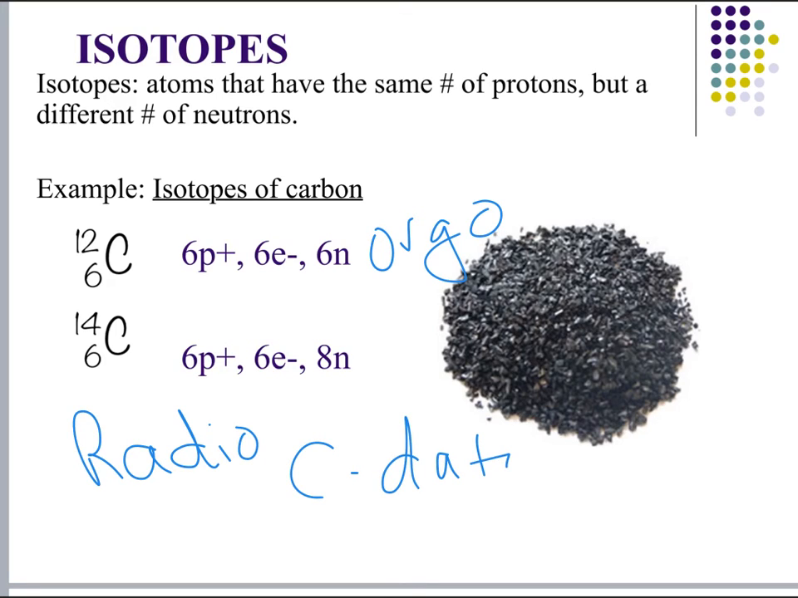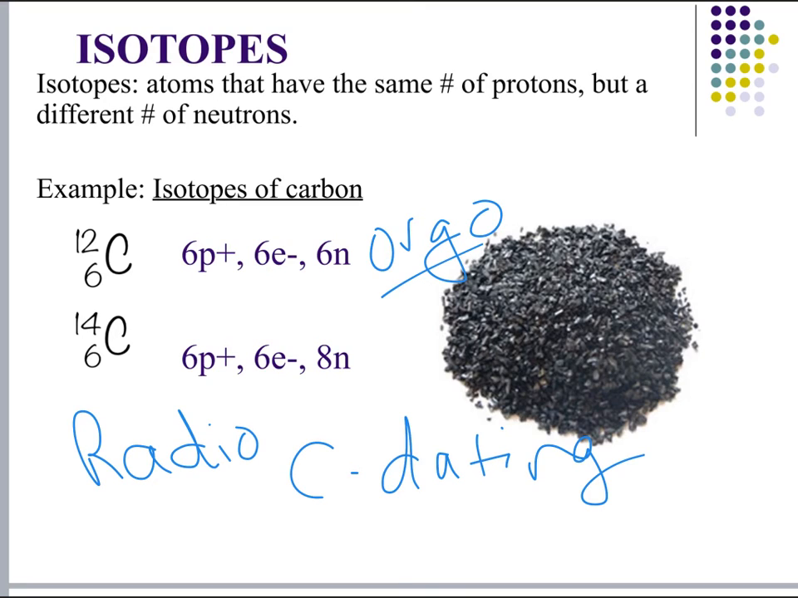So maybe you've heard of, or actually I think in honors we talk about how carbon can be used to figure out how old some organic molecules are, because there's something called the carbon cycle, which you may have talked about in biology. So we're going to see all this come together when we talk a lot more about the isotopes of carbon in the next set of notes. But for now, you should know that there are two main isotopes of carbon. One's carbon-12 and one's carbon-14.